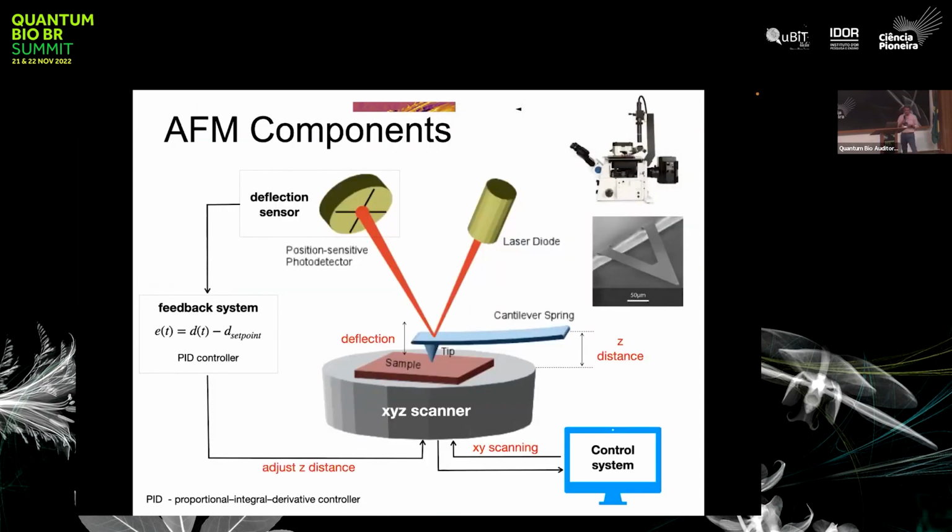The AFM consists of a flexible chip with a reflective coat. There is a laser pointing to the back of this tip, and the way it interacts with the surface will make it bend upwards and downwards, and this movement is captured by a photodetector sensor, and then you can construct the topography of the surface. The sample moves in X, Y, and Z, so you can construct the topography, as I said, but you can also apply tiny forces in a very controlled way to the samples.